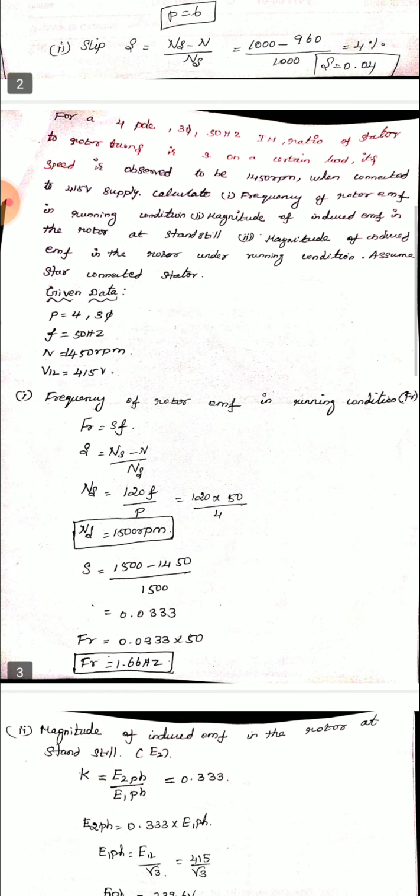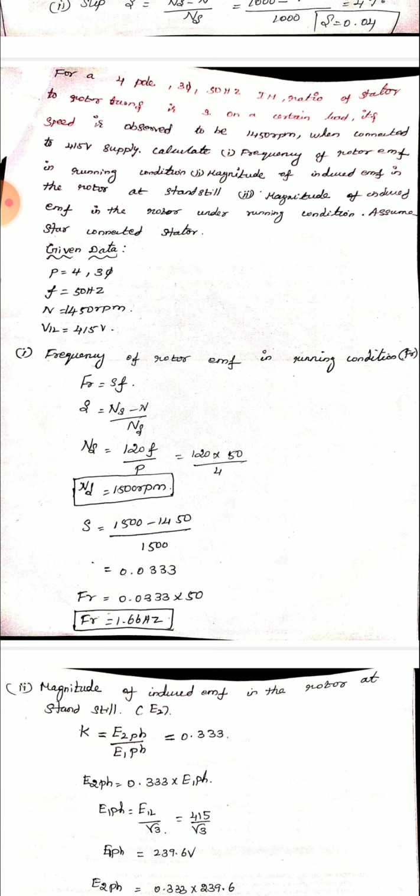The next problem. A 4-pole 3-phase 50 Hz induction motor, ratio of stator to rotor turns is 3. On a certain load, its speed is observed to be 1450 rpm. When connected to 415 volt supply, calculate the frequency of the rotor under running condition, and the second one is the standstill condition. Third one, magnitude of the EMF under running condition.